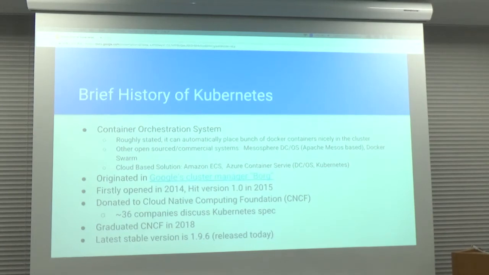So this is a brief history of Kubernetes. Kubernetes is a container orchestration system. Roughly stated, it can automatically place a bunch of Docker containers nicely in the cluster. Other open source or commercial systems are also available. For example, Mesosphere DCOS, which is based on Apache Mesos, or Docker Swarm, which is provided by Docker company. And some cloud-based solutions also exist, Amazon ECS or Azure Container Service. With this, you can select DCOS-based or Kubernetes-based.